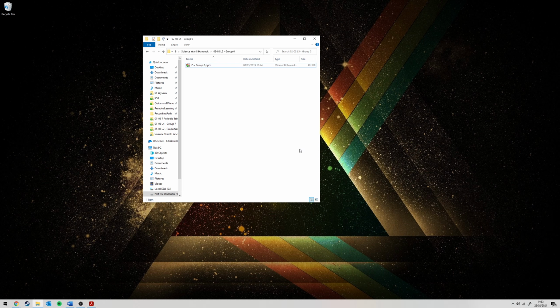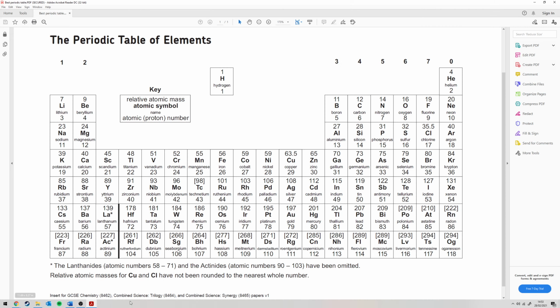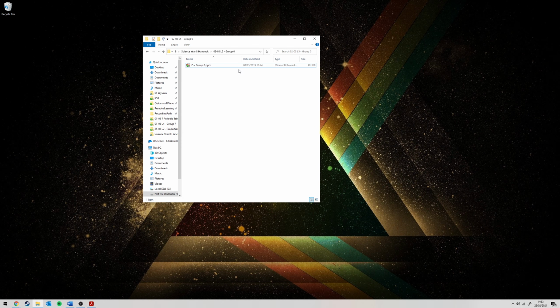Hello, Year 8. Today is about group 0. Make sure you've got your periodic table of the elements up. And remember, the group 0 are the ones that are down here on the right. I'm going to minimize that. I'm going to go straight into the lesson.